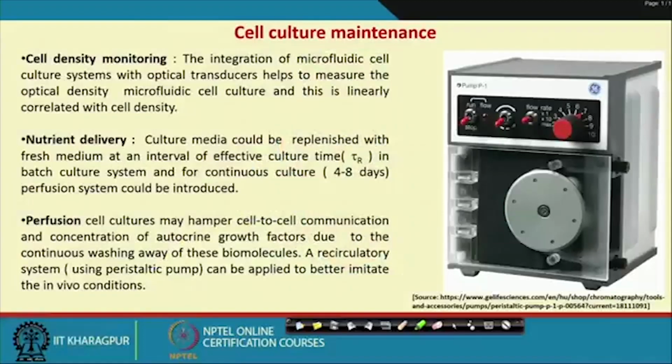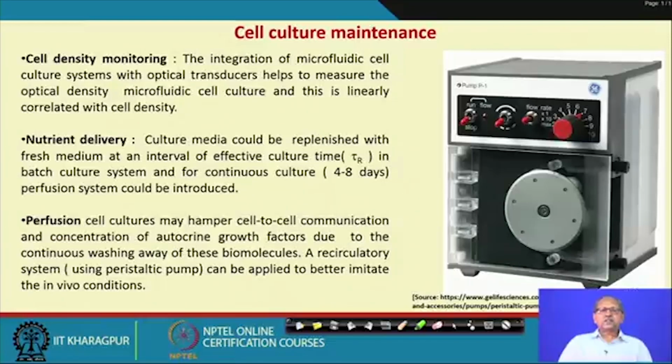Then nutrient delivery, because in a microfluidic channel the height is less and per cell the amount of culture media is much less than that of a macro cell culture. So, you have to change the media at certain intervals when you are doing static culture. But if you want to do long term culture or continuous culture, then you have to perfuse the system by flowing the media with a certain flow rate, that is called the perfusion system.